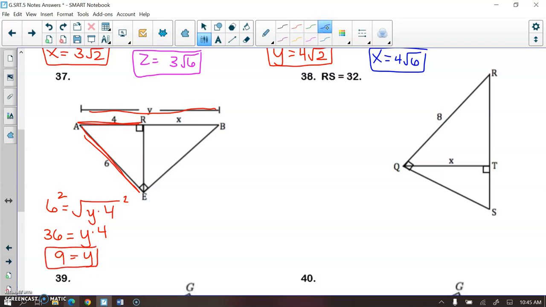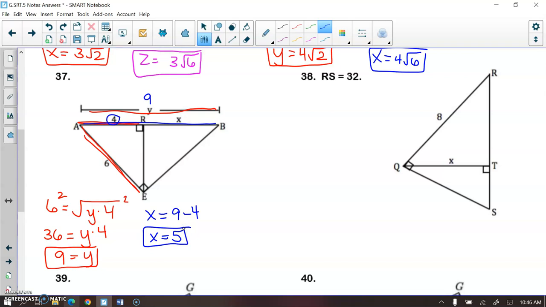Now, I don't really have to do much work to find x, because if my whole hypotenuse is 9, and a part of it is 4, to find x, I can just do 9 minus 4, and that leaves me with 5. Why do more work than we have to? We do not need to do a geometric mean for that one.